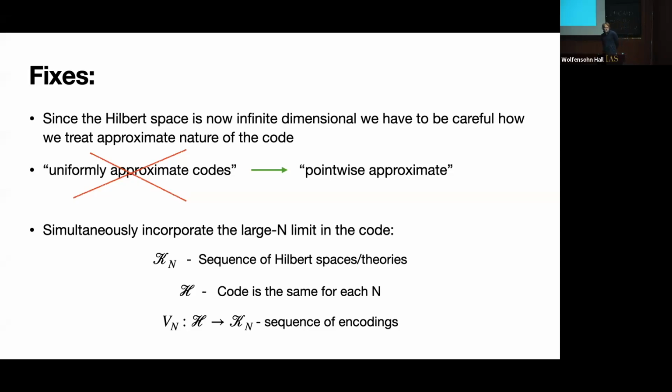The interesting thing about the code that I'm going to build is that it's the same for each N, right? So if you like, you can think of it as the infinite N theory, and I'll be embedding the infinite N theory in the finite N theory. Okay, so you get these maps V_n, which are like the isometry maps before, but now they're just linear maps between the bulk Hilbert space and this boundary Hilbert space, which is the physical Hilbert space at finite N. So I have a sequence of these encodings.